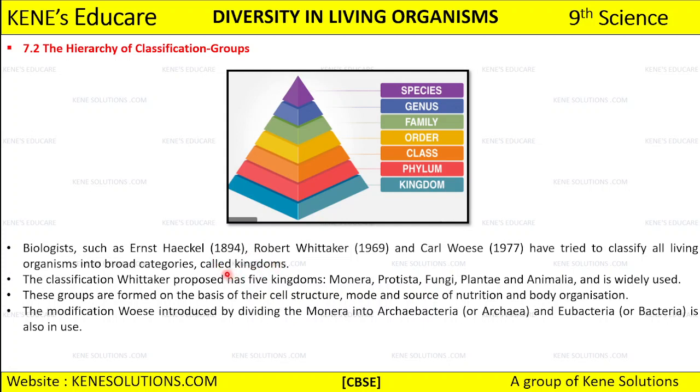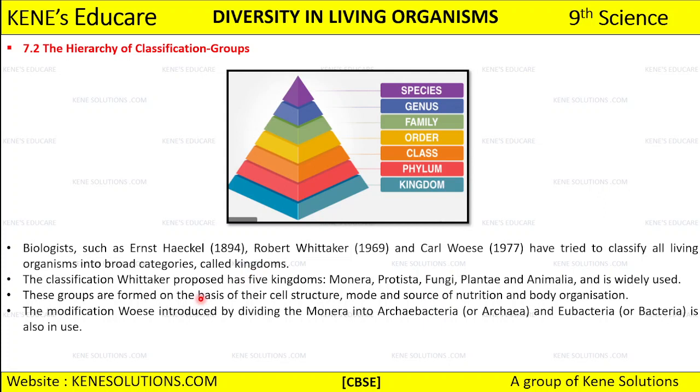The classification was given by Whittaker, where he proposed 5 kingdoms. How many? 5 kingdoms. So we have Kingdom Monera, Kingdom Protista, Kingdom Fungi, Kingdom Plantae, and Kingdom Animalia. So how many kingdoms do we have? We have 5 different kingdoms. These 5 different kingdoms are widely used.